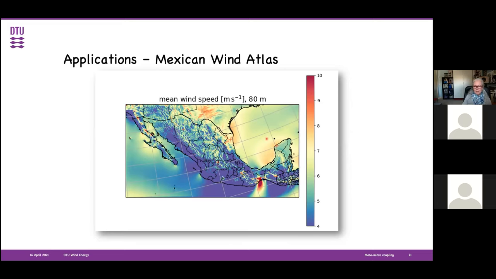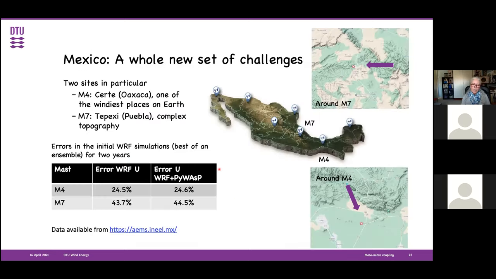Yes, I'm coming to the exciting part for the Mexican partners. Our latest wind atlas is for Mexico. In this case, we actually have 7 stations. There are 3 more that are measuring, but for a smaller period. And here, we encounter a totally different set of challenges.